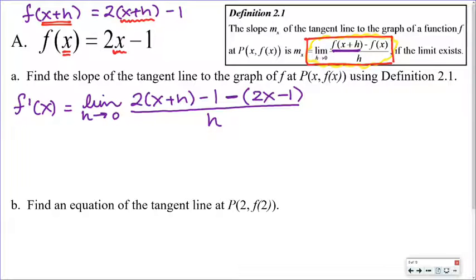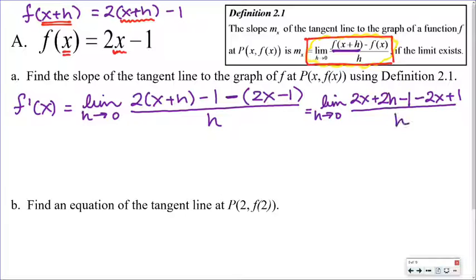Okay, so now I'm going to distribute the numerator. So I have 2x plus 2h minus 1 minus 2x plus 1 over the denominator. All right, you can see that I have 2 x's that will cancel, and I have 1's that will cancel.